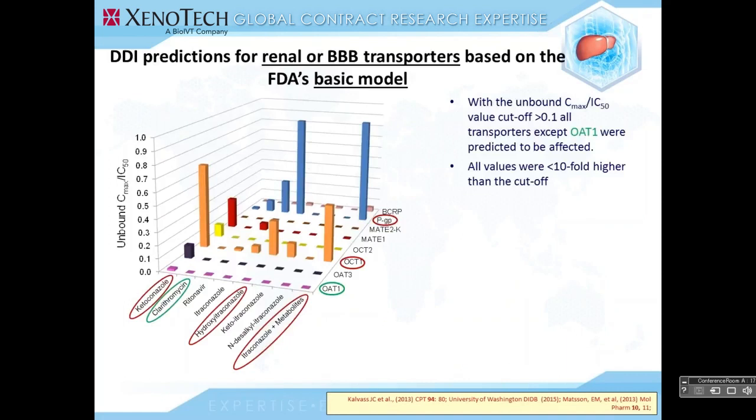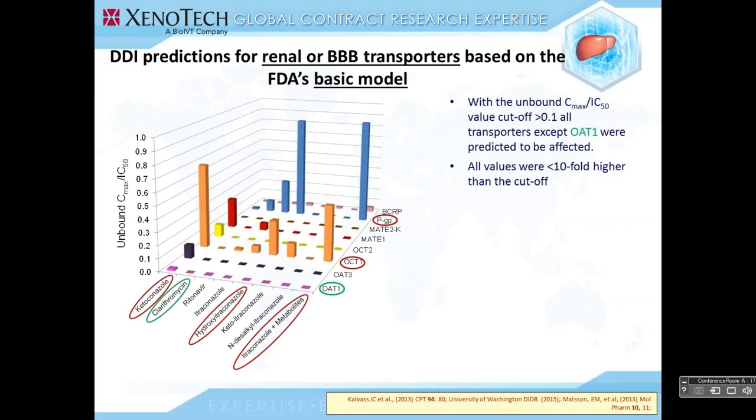The third graph that we have here is the DDI predictions for renal and blood-brain barrier transporters, again using the FDA's basic model. This time we're looking at the unbound Cmax over the IC50. And again, the cutoff is 0.1, so any compounds with values greater than 0.1 are predicted to have a clinically relevant interaction with the transporter.